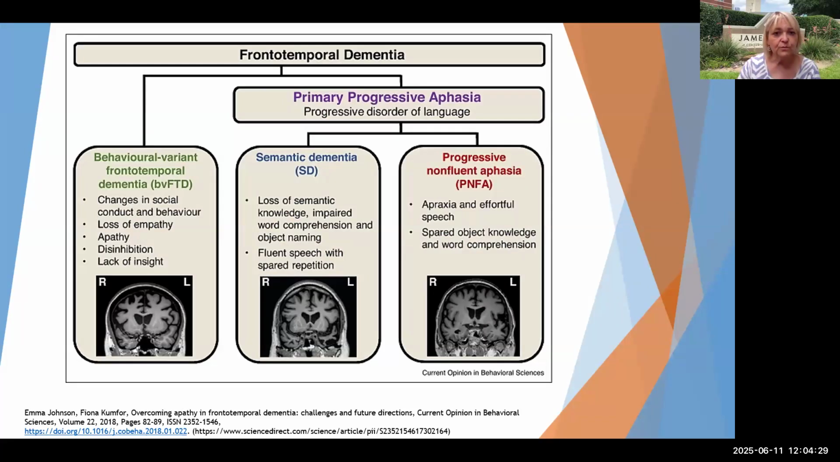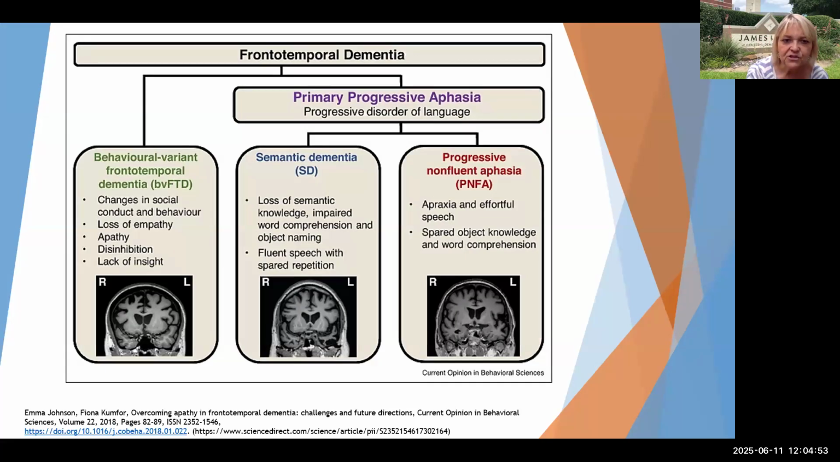So there's that frontotemporal umbrella, and there's the behavioral variant frontotemporal dementia, BVFTD, the changes in social conduct and behavior, the loss of empathy, apathy, disinhibition, no insight. Look at that brain. Look what's going on in that brain. That's an MRI. You can really see the changes there, this frontal part.